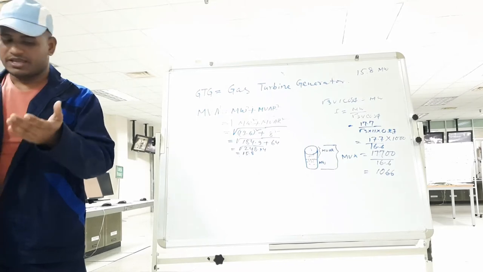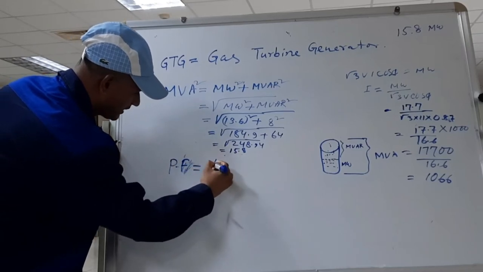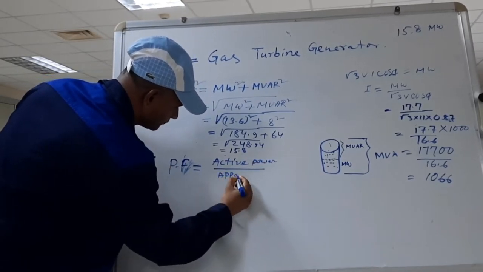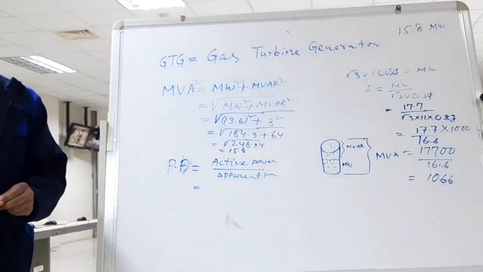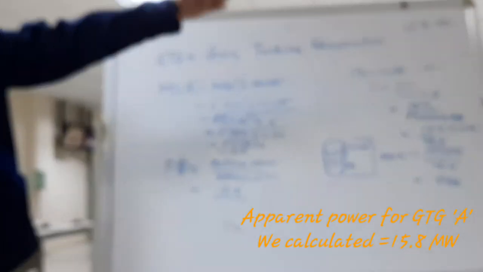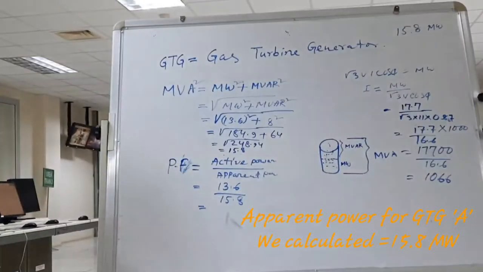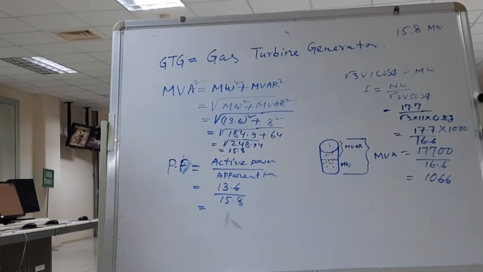Power factor: actual power means active power. Active power and apparent power ratio is the power factor. So power factor equals active power divided by apparent power. Active power on the GTG A side, how much? Active power 13.6, and apparent power we found is 15.8. So how much is coming? 13.6 divided by 15.8 is 0.86. You see this, 0.86. This is how the power factor calculation comes.